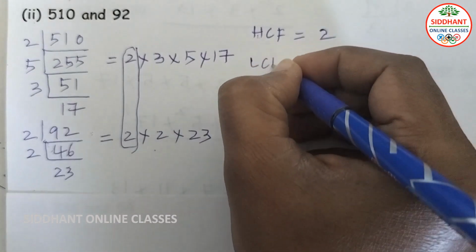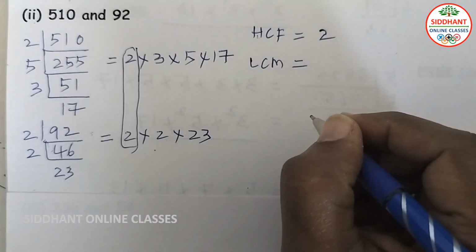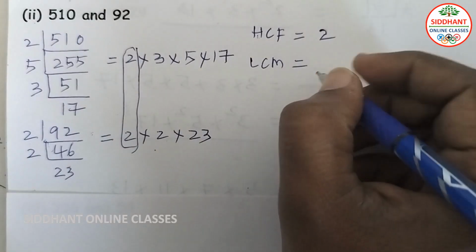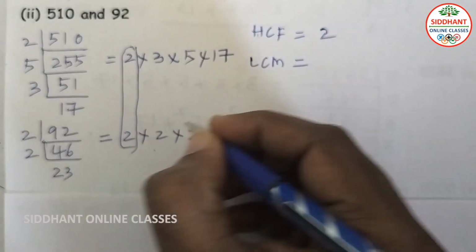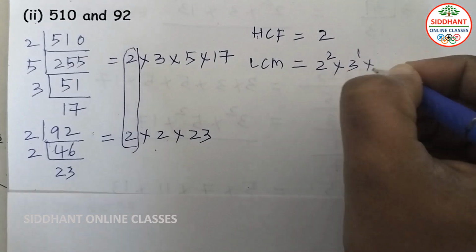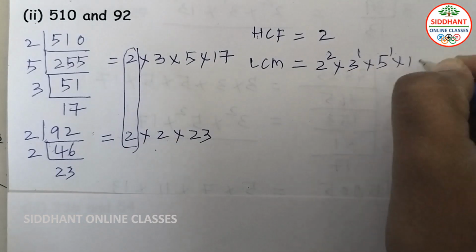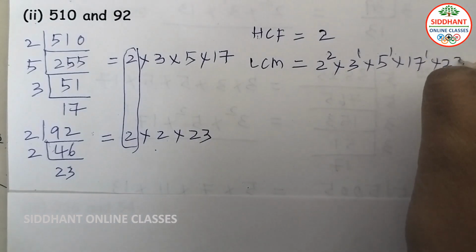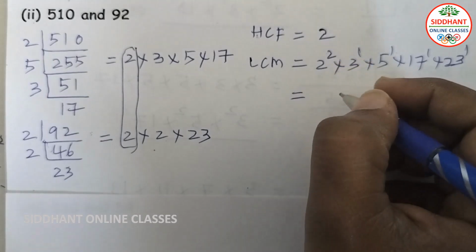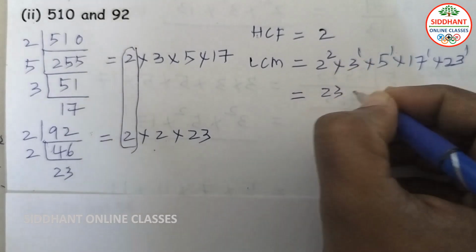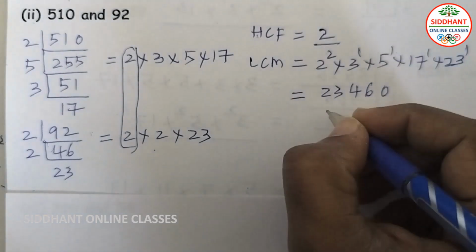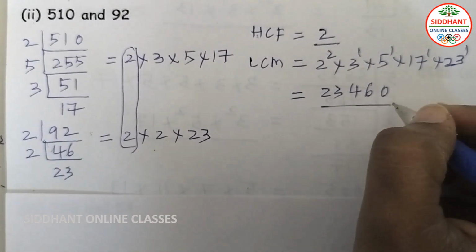And the LCM is the product of the greatest power of each prime factor. That means we take 2 to the power of 2, 3 to the power of 1, 5 to the power of 1, 17 to the power of 1, and 23 to the power of 1. When you multiply this, we get 23460. So HCF is 2 and LCM is 23460.